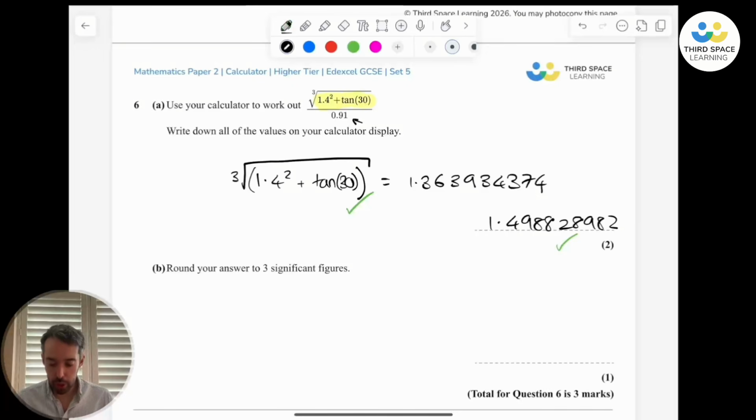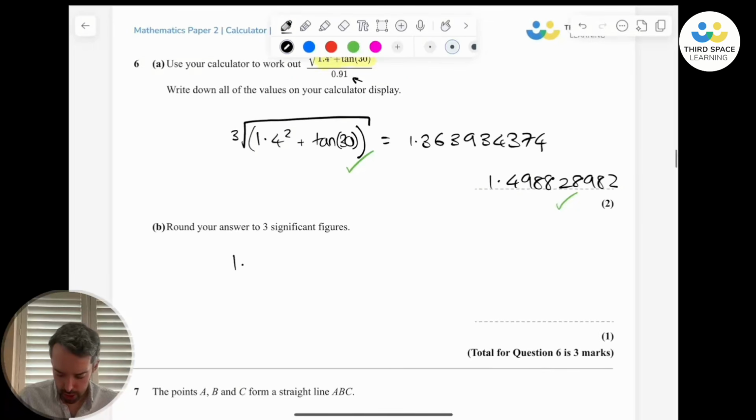Next job, round your answer to 3 significant figures. So we want to round 1.4988288 to 3 significant figures. So that's the first significant figure, that's the second, and that's the third. So let's draw a line to the right of it. And that 8 is bigger than 5, so we're going to have to round up. So 1.49 rounded up is 1.50. And there's our 1 mark.